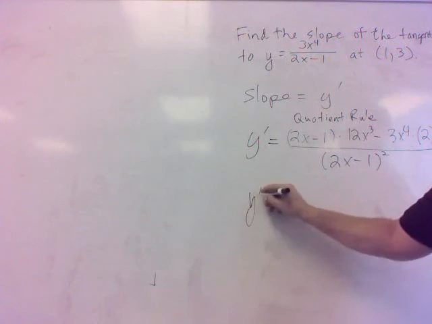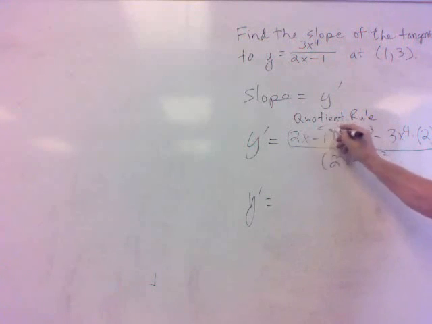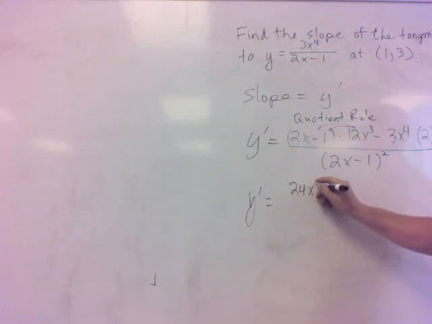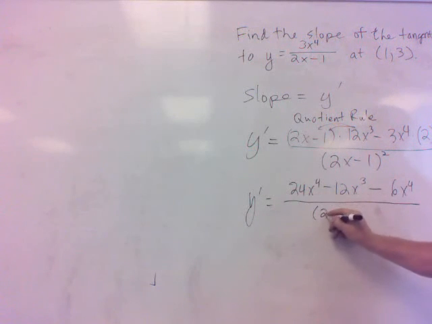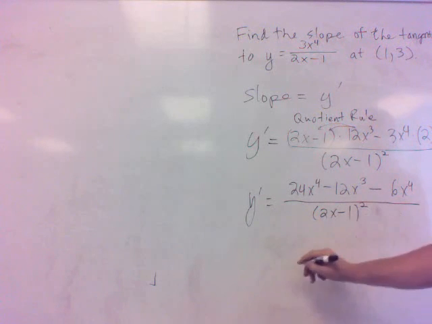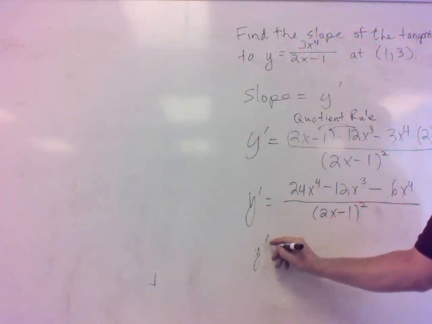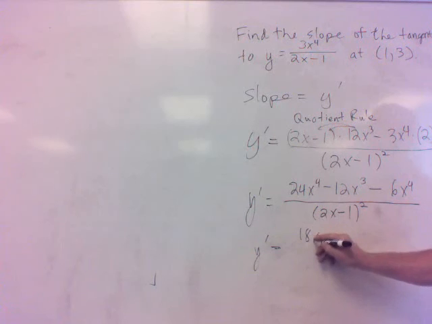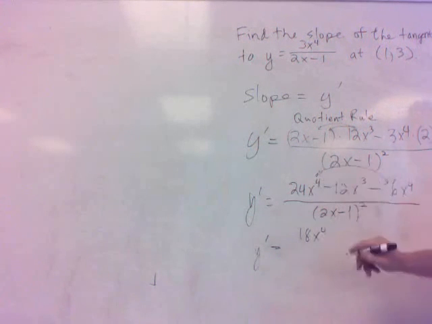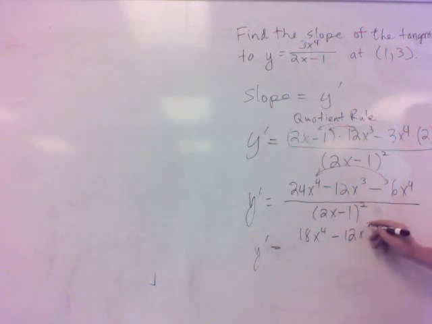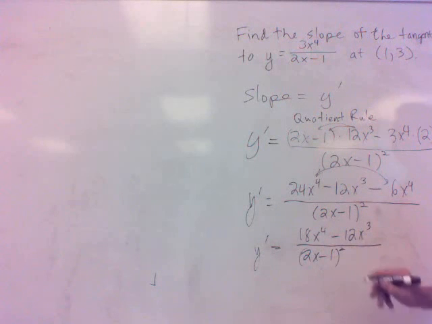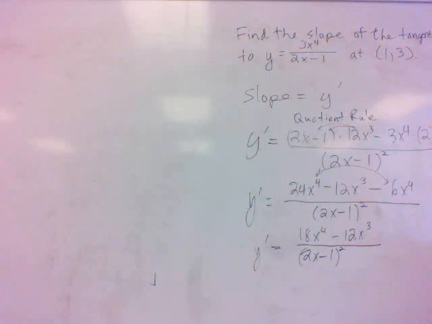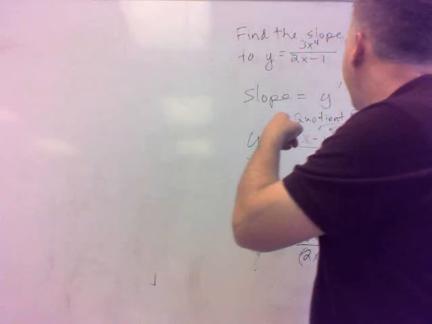Clean it up a little bit. Multiply that in. That would be 24x to the fourth minus 12x to the third minus 6x to the fourth over 2x minus 1 squared. And there are like terms there, so that would be 18x to the fourth. These two terms combined. 18x to the fourth minus 12x cubed over 2x minus 1 squared is the derivative, but I want the slope at 1, 3.